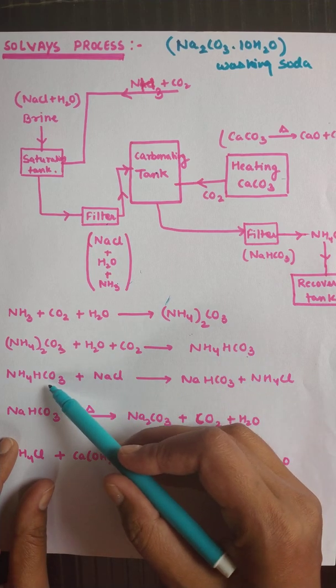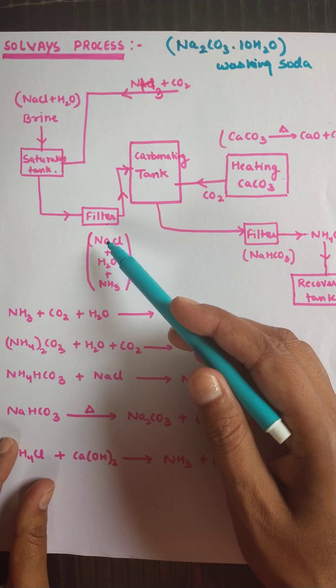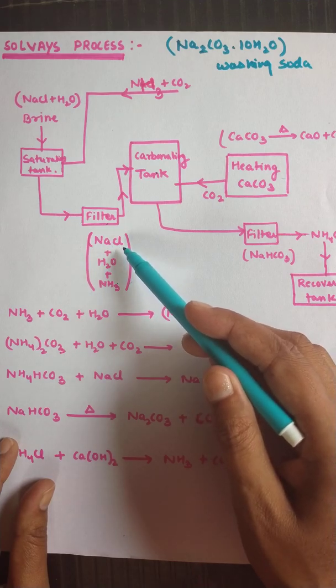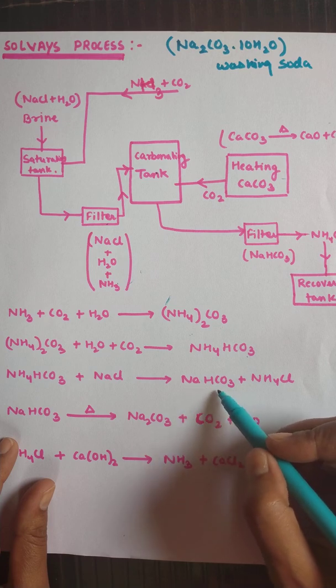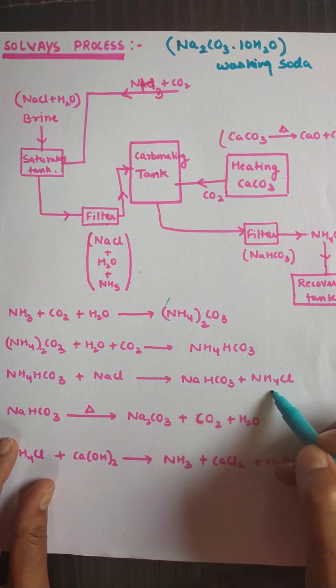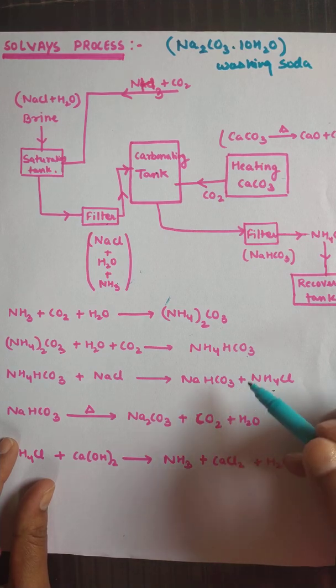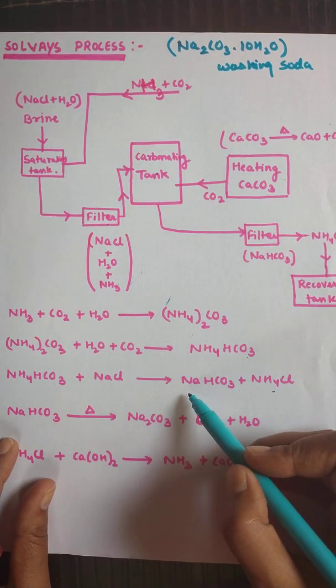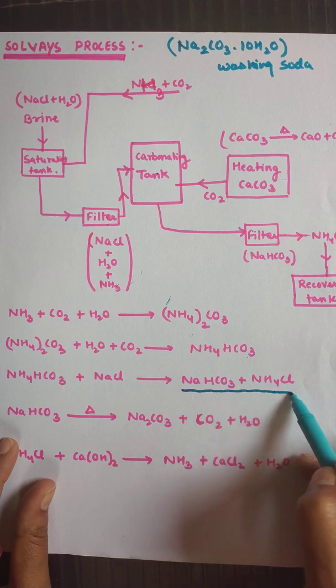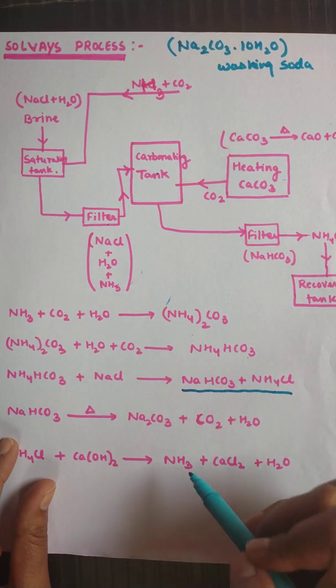The ammonium hydrogen carbonate formed reacts with sodium chloride, NaCl, to form sodium hydrogen carbonate and ammonium chloride. So in this carbonating tank we have two products formed, sodium hydrogen carbonate and ammonium chloride.